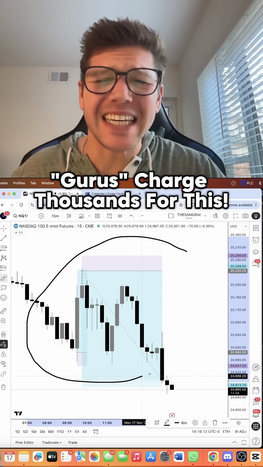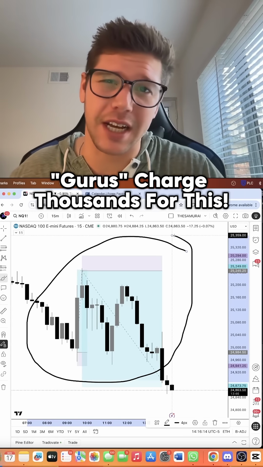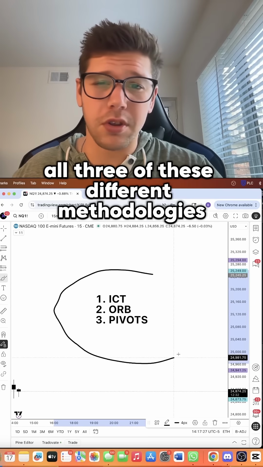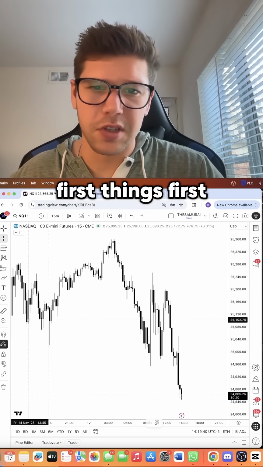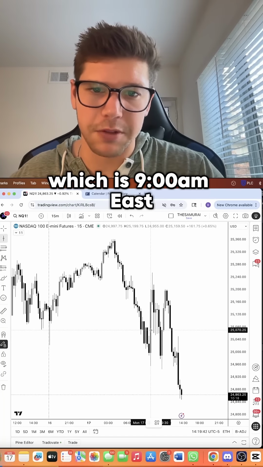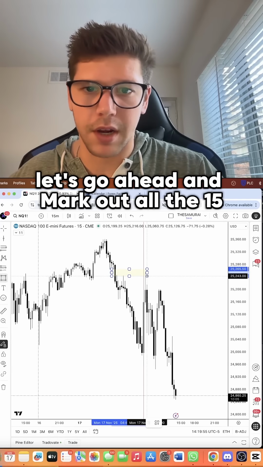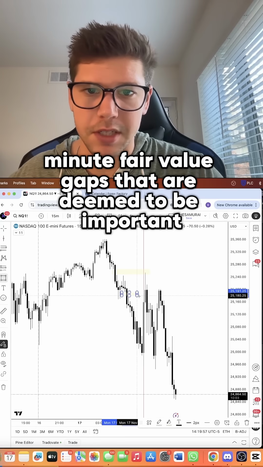Let's break down the entirety of NQ's price action today. We will be reviewing all three of these different methodologies. First things first, we want to mark off when we start trading, which is 9:30 a.m. East. Let's go ahead and mark out all the 15-minute fair value gaps that are deemed to be important.